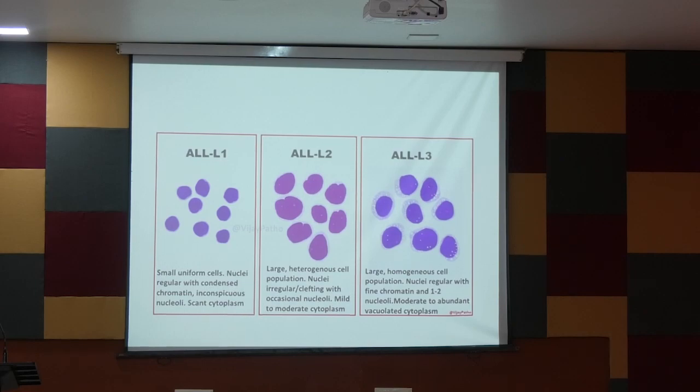This is a schematic diagram which will help you to understand the morphological differences between ALL, L1, L2 and L3. Sorry, again, ALL, L2 is the one where you get nuclear clefting, whereas ALL, L3 is the one where you get cytoplasmic vacuoles. The picture is quite clear. It shouldn't be a problem for you to understand. So this is basically the FAB classification where you get three morphological variants, L1, L2 and L3. They have some differences among themselves, which has been depicted in a schematic way over here. Okay? Should I go to the next slide?